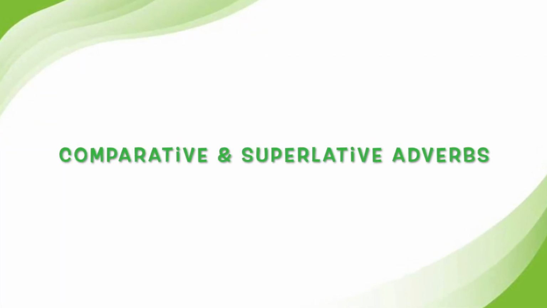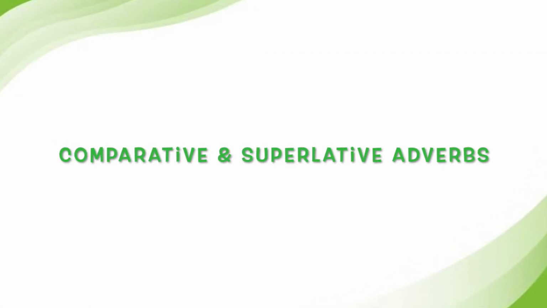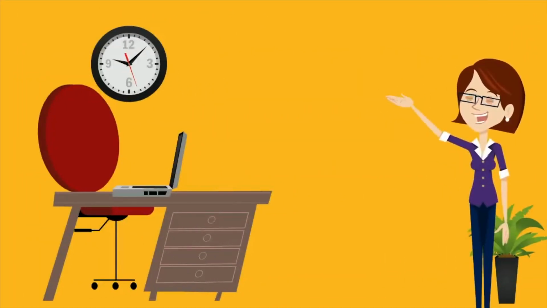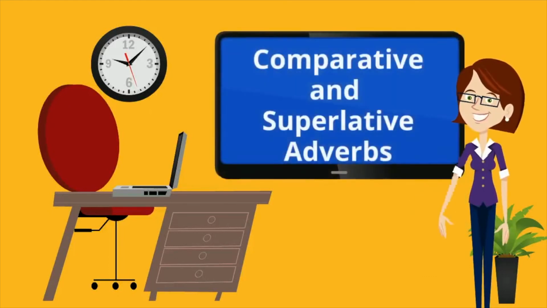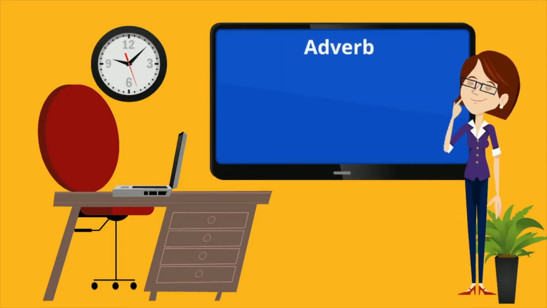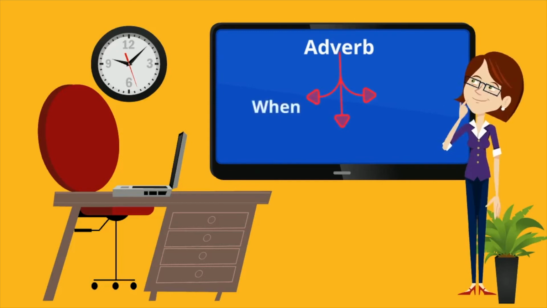The next is comparative and superlative adverbs. Hello, awesome students! Today's lesson is comparative and superlative adverbs. Now, first of all, what is an adverb? Think about it. Did you say an adverb is a word that describes a verb? Excellent. It is a word that can tell me when, where, or how something happens.